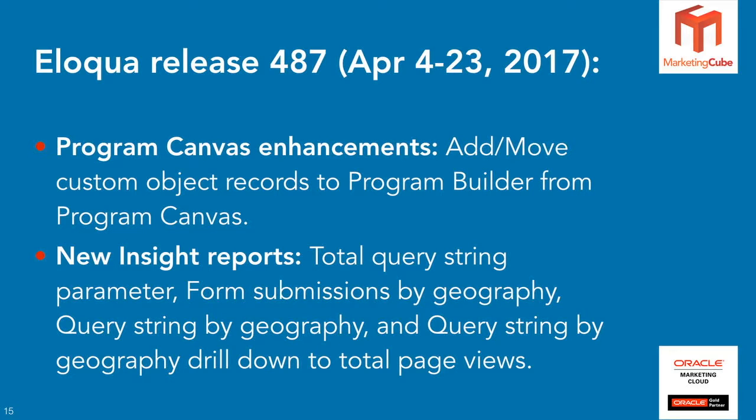So this particular enhancement that you can see right here is looking at adding and moving custom object records to Program Builder from the program canvas. So with the more custom objects that you might have connected to Eloqua, a typical one that you would have connected would be the opportunity object from within the CRM. Eloqua sees that as a custom object or a custom data object, and so this is now giving you more flexibility to do that as well.